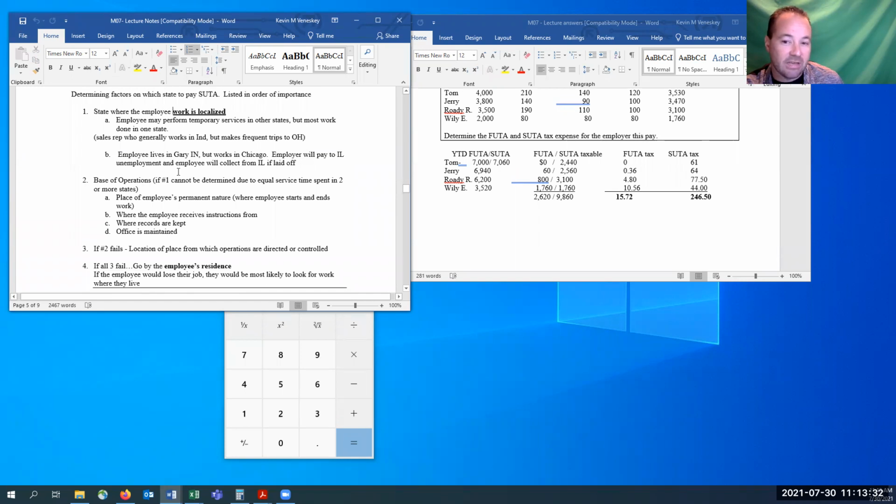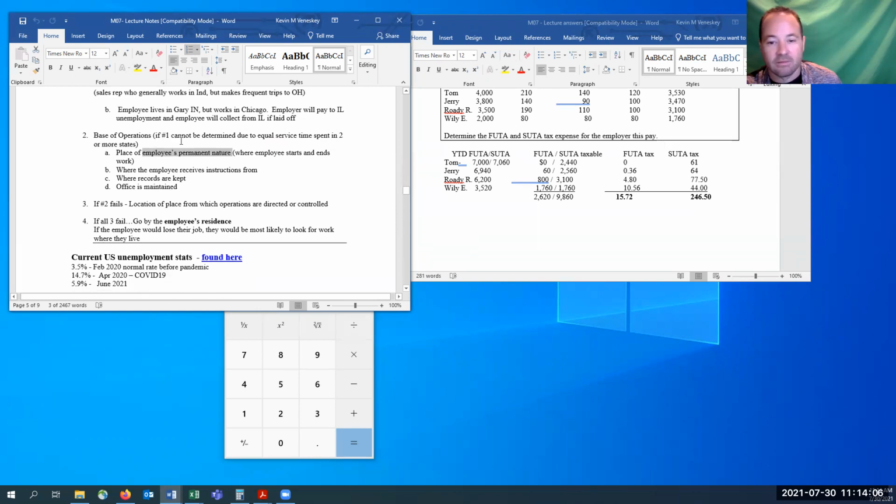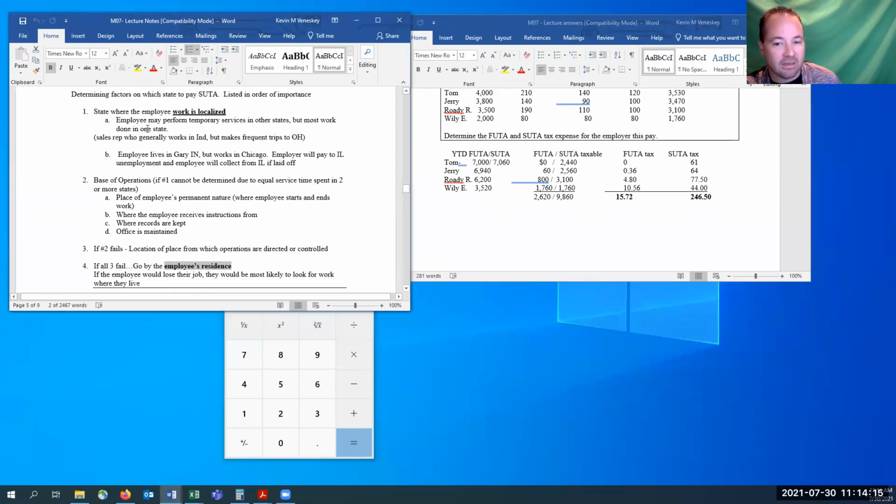Okay, base of operation. If you have equal time in every state, let's say 50-50 with only 2 states, or 33% in all 3 states, whatever it comes out to be, then you come down to number 2 here: place of the employee's permanent nature. All right, so where do they go back to at the end of the day? Where do they start their day? That's going to be their primary home state at that point, if they spend an equal amount in all the states. The final location here, if none of these items work out, you're going to finally go to the employee's residence, but most of the time you're going to hit it with the 1 or 2.